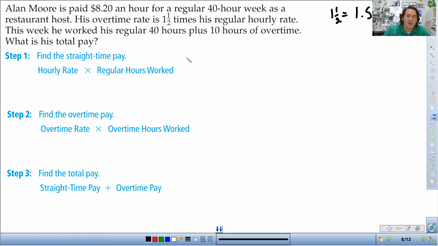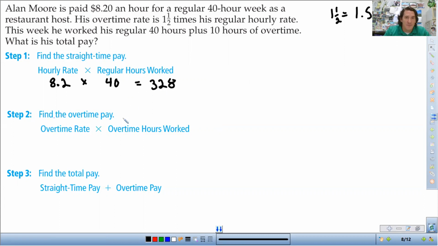The first thing you need to do when figuring out the total pay is find his straight time pay, just what he earned before overtime. So his hourly rate, which was $8.20, times his regular hours worked, which was 40. Multiply that out: 8.2 times 40 is 328. So straight time pay without overtime, he earned $328.